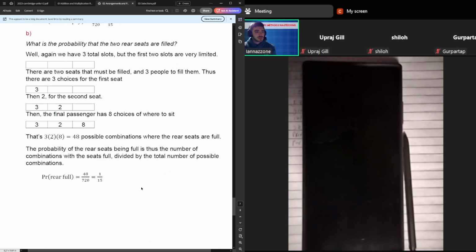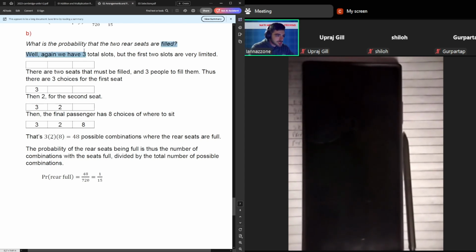Okay, next up, kind of the reverse situation. What is the probability that the 2 rear seats are filled? Well, under these circumstances, and I probably should have said it for the first one as well, you want to address the restriction first. We did do that in the previous one by knocking off the seats before assigning them. But the overall idea is that you try to address whatever the restriction is first and then backfill from there.